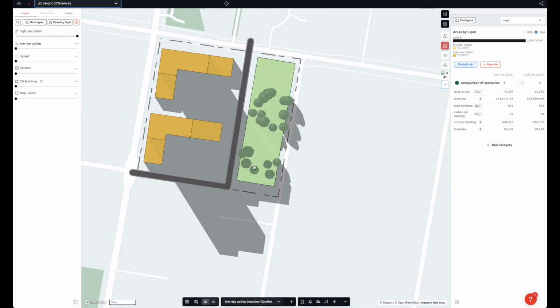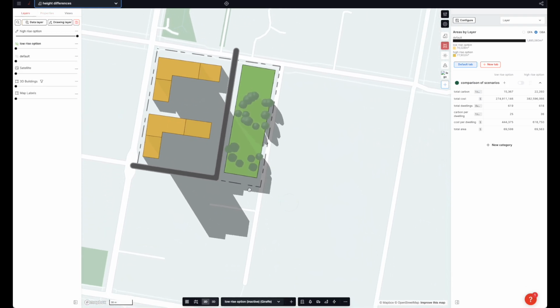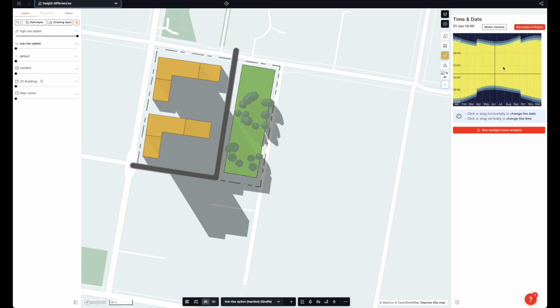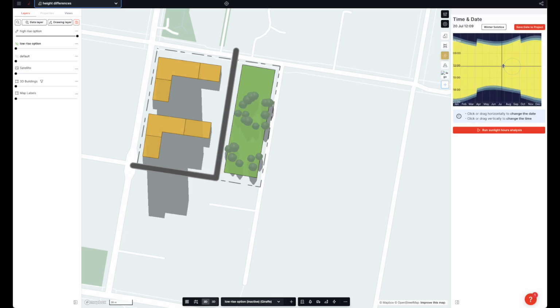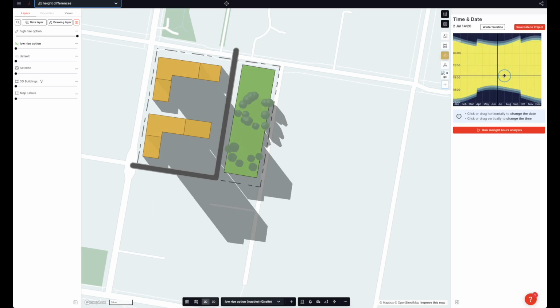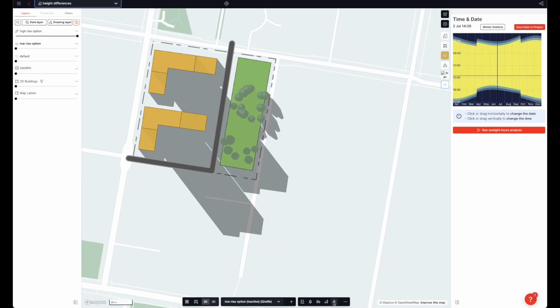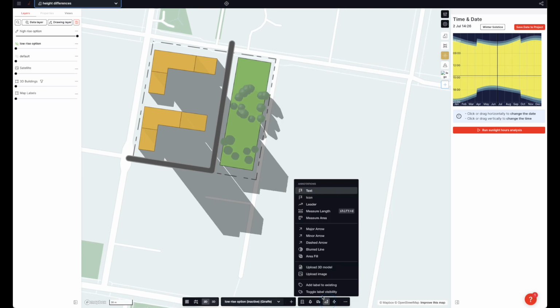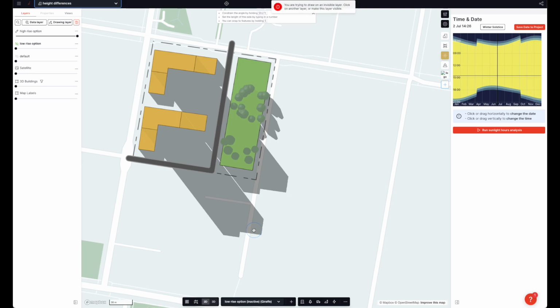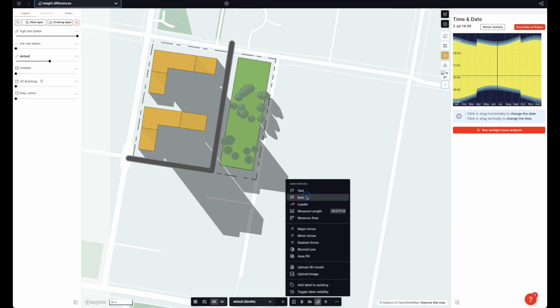Now, something that I was mentioning before was the impact on the neighbors, and this is where Giraffe is also extremely useful, because we can say, okay, what is the impact on the neighbors? Like, let's mark this spot here as a concerned neighbor. Pop an icon. Sorry, on the high-rise option. Actually, I'll put this on default. I'll unlock that, and so we can see them on both. And I'll put that icon over there.